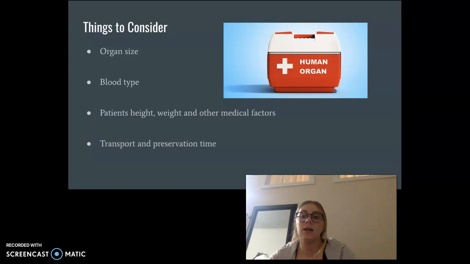And then the last thing you need to be mindful of is the transport and preservation time, just because there's such a small window for the organ to actually be viable still. So we most likely can't take a donor from, for example, California.